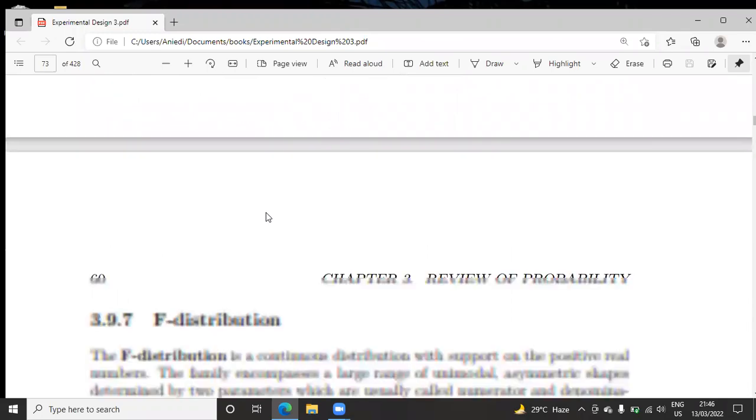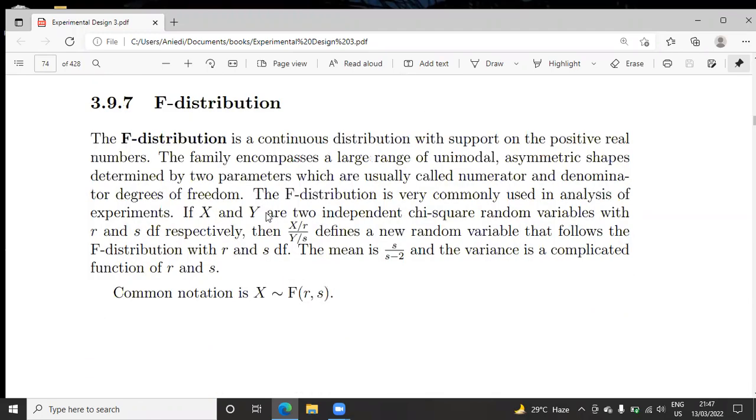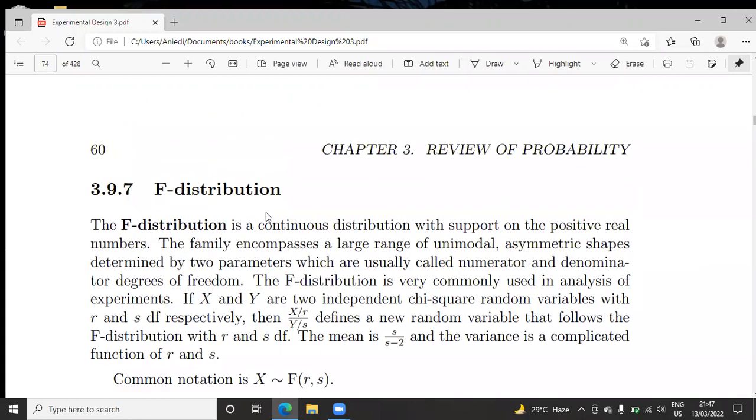So the next one we have is the F distribution. The F distribution is a continuation of the chi-square. The difference is that in the F distribution, you deal with the variance. So the variances of the population, you don't deal with the population itself.